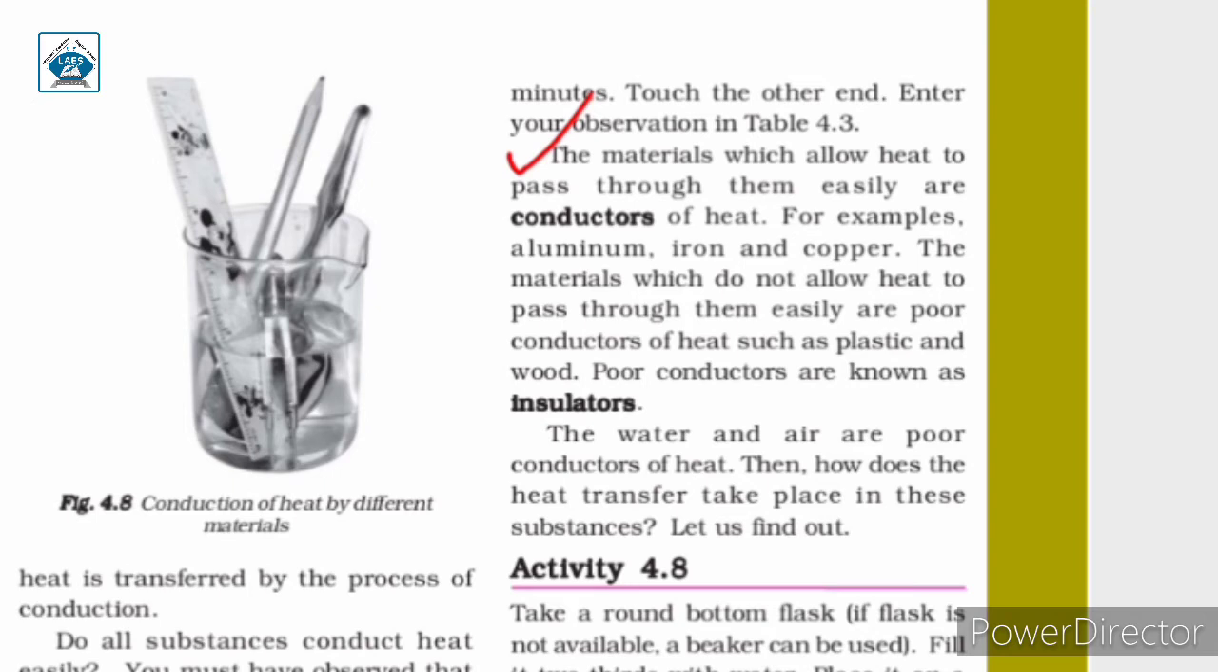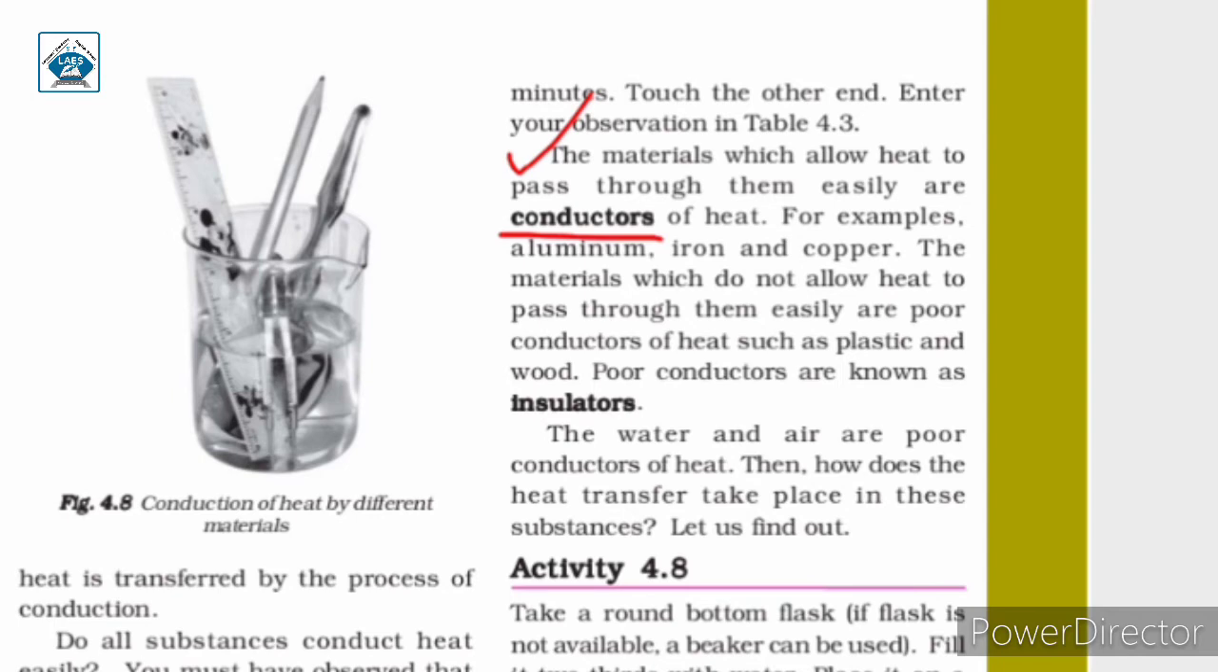The materials which allow heat to pass through them easily are conductors of heat. For example, aluminium, iron and copper. So these materials which allow heat to pass through them easily are called conductors of heat.